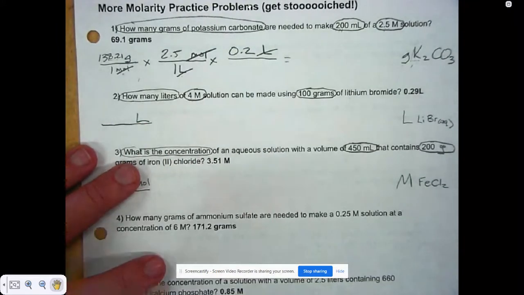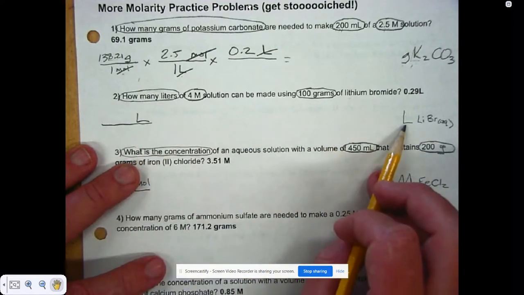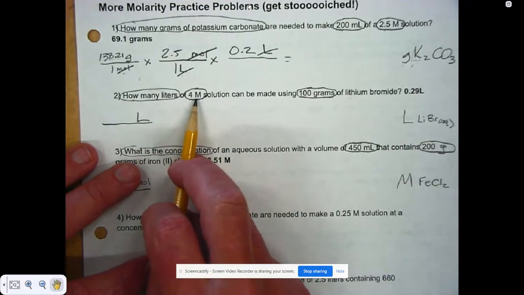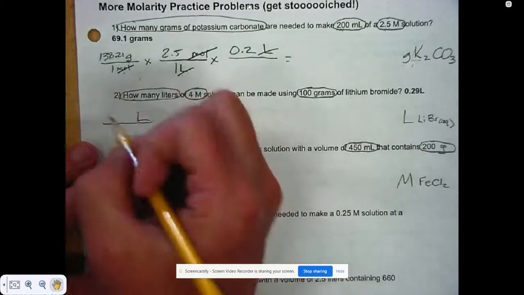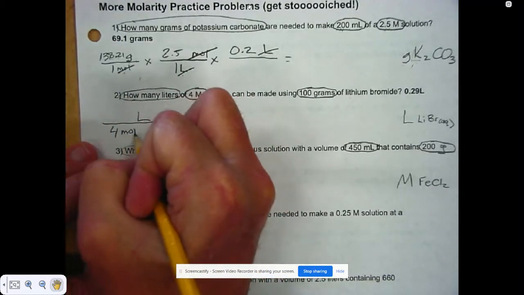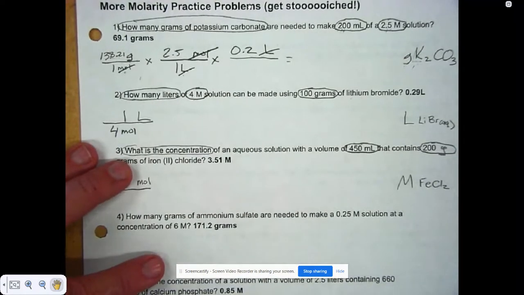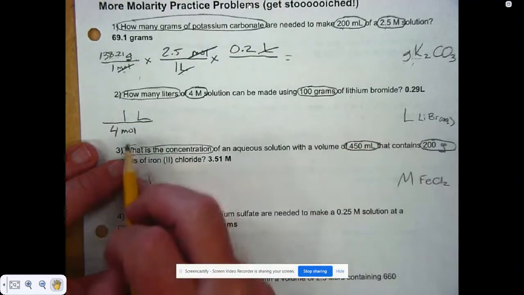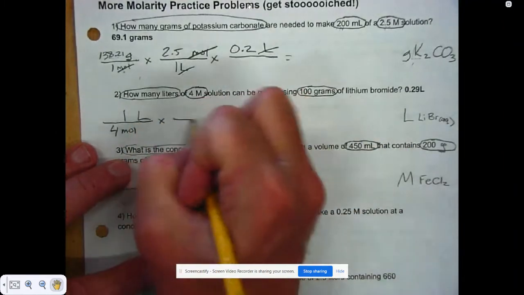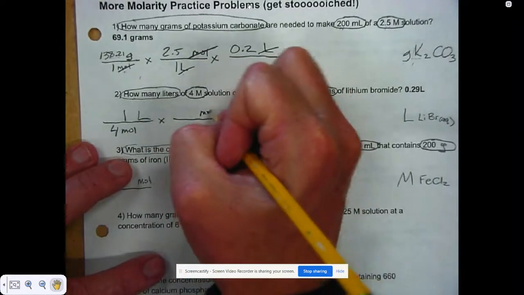This one down here, I need to start with liters because my answer is liters. Does this number have anything to do with liters? It says 4 molar. But what's 4 molar actually mean? 4 moles per liter. So watch this. 4 moles per 1 liter. We just flipped it upside down, but we can do that. It's cool. Now I've got liters on top, which is what I want. I do not want moles. I need to get rid of it. So where do I need to put it? On the bottom. On the top, in this case, moles.